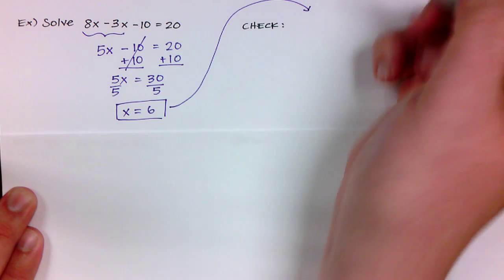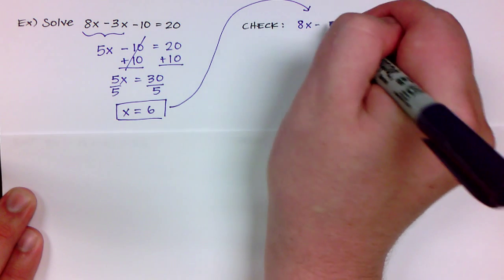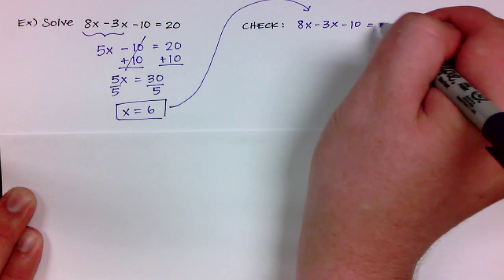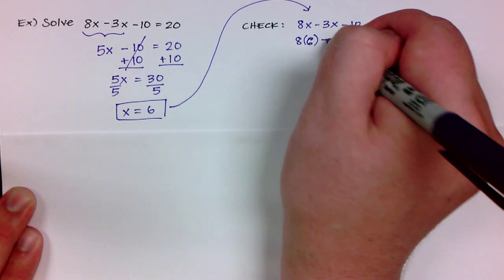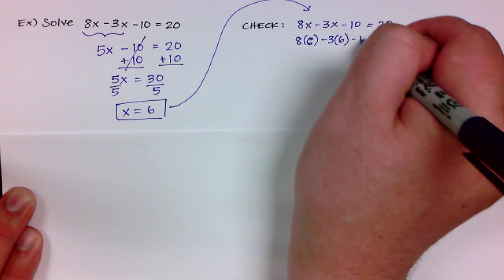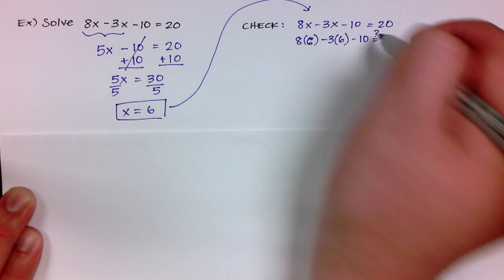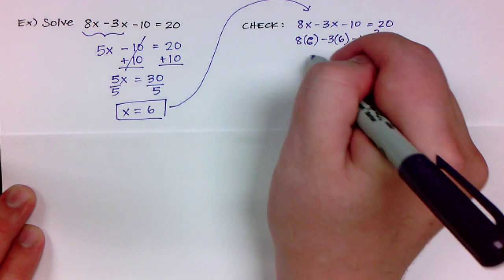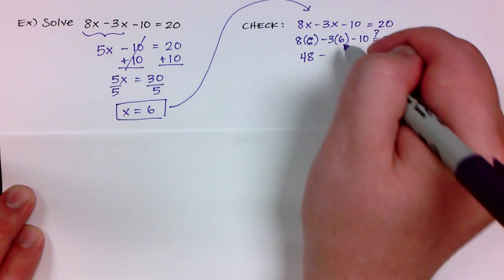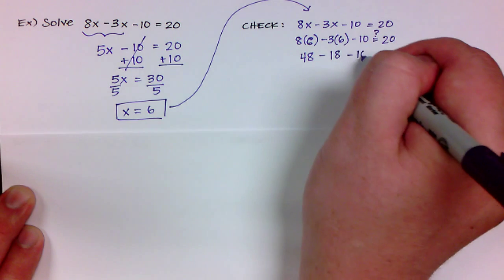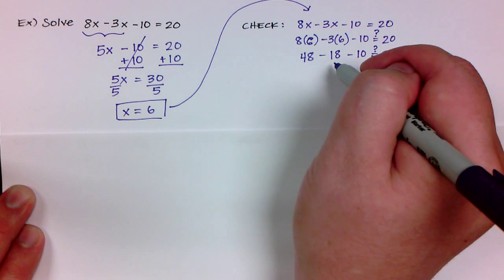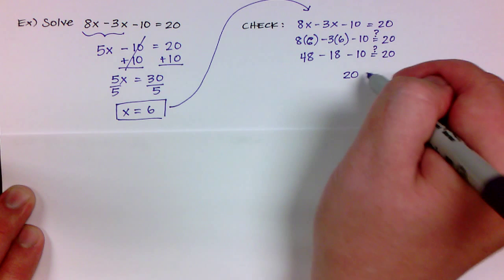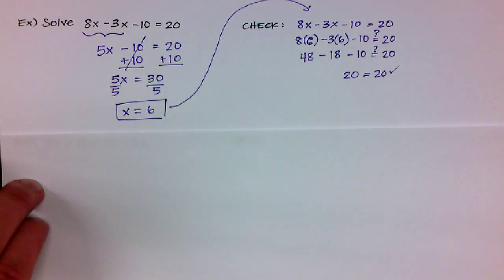So now let's check our work. We're going to do this every single time. Rewrite the equation. I want to find out that when I plug it in and work it out, if it equals 20. 8 times 6 minus 3 times 6 minus 10 is equal to 20. I'm going to put a question mark there because I don't know it yet. 8 times 6 is 48. 3 times 6 is 18. Minus 10, is this equal to 20? Well, let's see. 48 minus 18 is 30, and 30 minus 10 is 20. Yep, works out perfectly. Awesome.